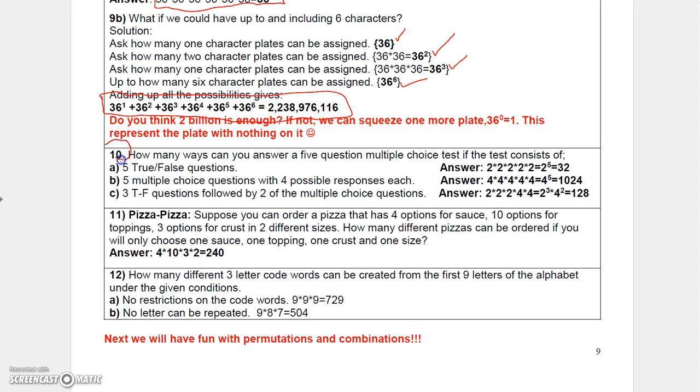I think we've run number 10 into the ground. Number 11 is pretty simple. And now number 12, how many different 3-letter code words can be created from the first 9 letters of the alphabet? If there are no restrictions, then it's going to be 9 times 9 times 9, which is 729. But if no letter can be repeated, then there are 9 ways to choose the first, 8 ways to choose the second, and 7 ways to choose the third. So that only gives you 504. So next we'll talk about permutations and combinations.